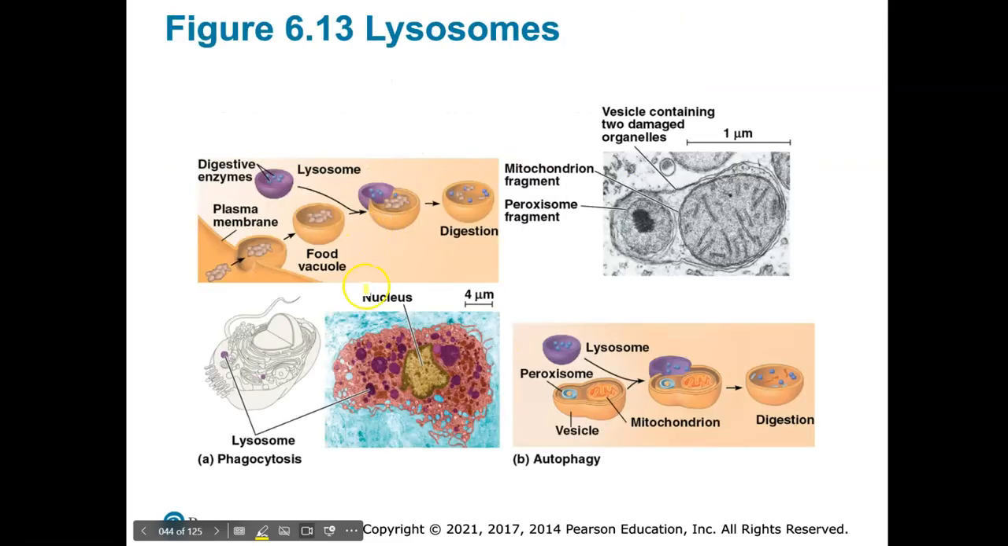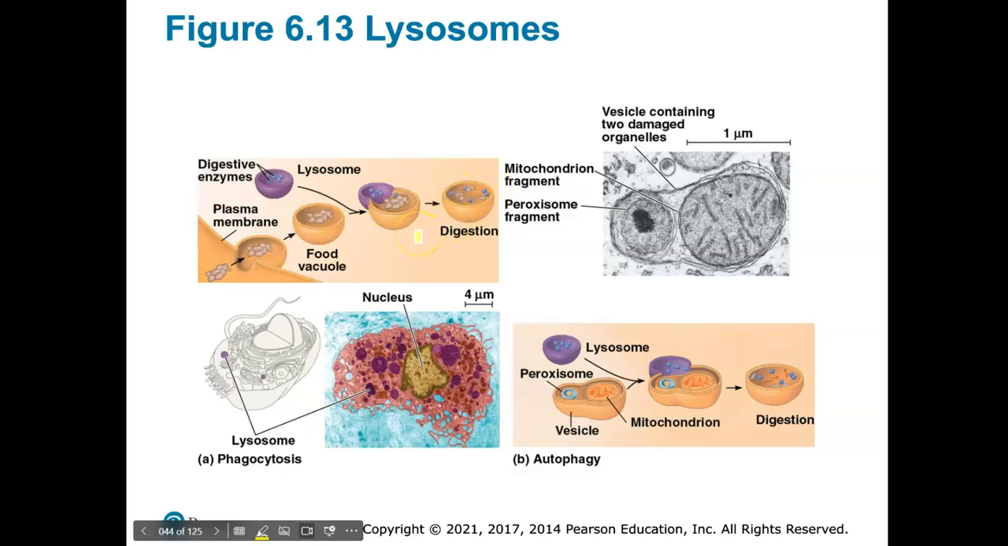So this is what it looks like. Here's the digestive enzymes. Here's the lysosome. Lysosome is purple. Lysosome is fusing with a food vacuole that just basically formed as the food particle was engulfed through phagocytosis. So you have this food vacuole that was formed by phagocytosis. Lysosome fuses with it and breaks down the food inside.